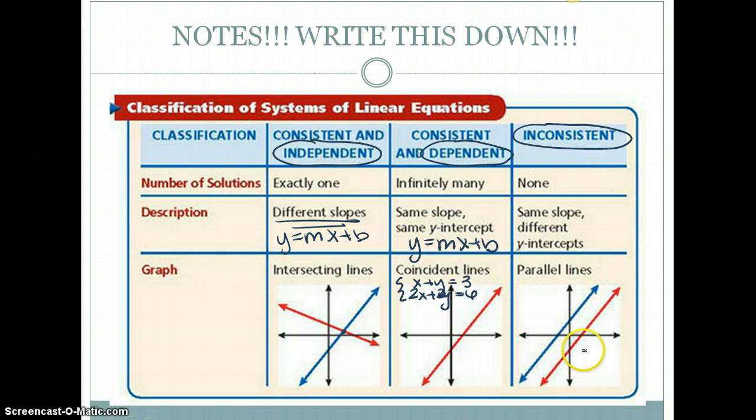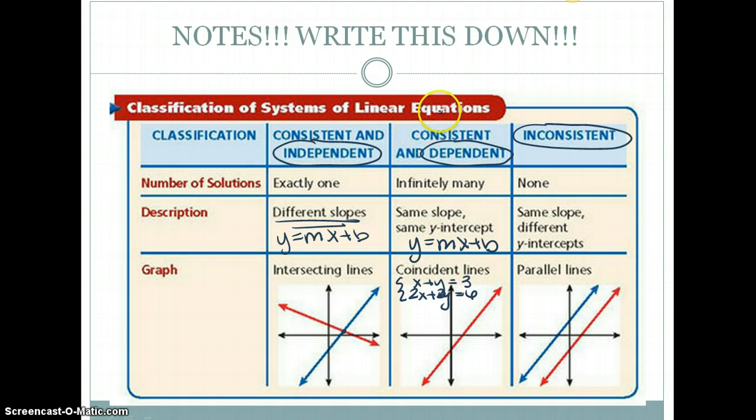Inconsistent are lines that are parallel. Parallel lines have the same slope but different y-intercepts. That's what makes them parallel. Also, parallel lines have absolutely no point of intersection, so the number of solutions would be none. So again, the three words that you need to know are independent, dependent, and inconsistent.